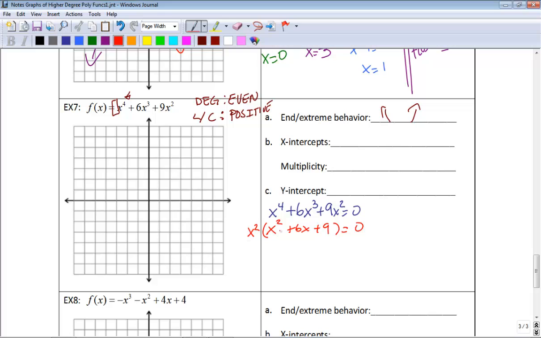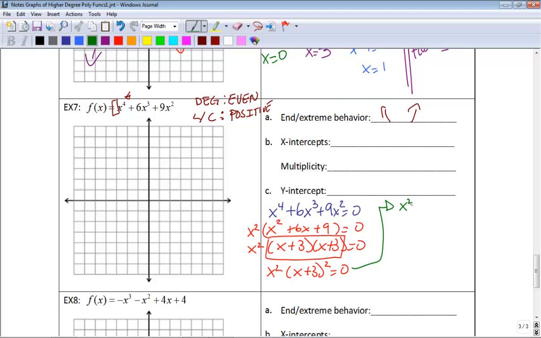Can't factor x squared, but can I factor this thing right here? I can. That actually factors as x plus 3 times x plus 3. What's another way of writing x plus 3 times x plus 3? That's the same as saying x plus 3 squared, right? Well, I need to solve both of these. I'm just going to move myself up here because I'm going to run out of room.